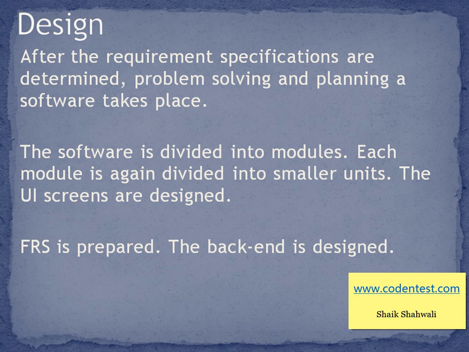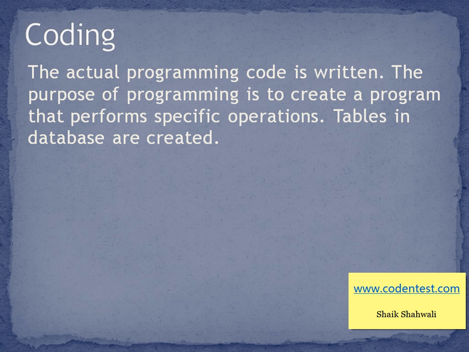The next phase is coding. The actual programming code is written here. The purpose of programming is to create a program that performs specific operations. Tables in the database are created. Some call this phase implementation because the software design from the design phase is implemented in this phase. That's why some call it implementation. One should go to the next phase, that is testing, only when the coding for the entire software is completed.